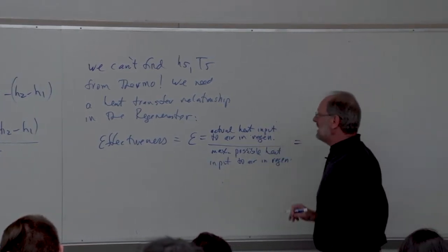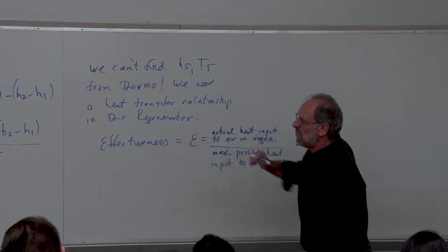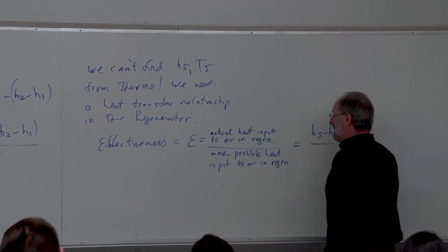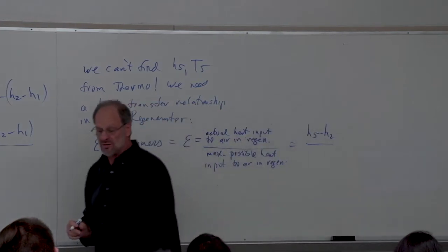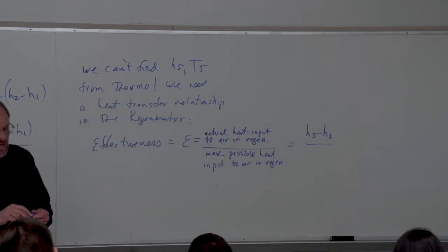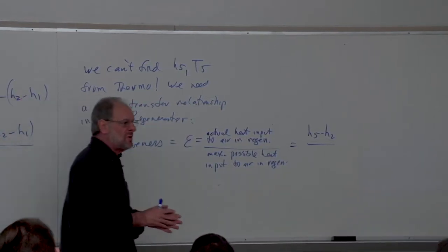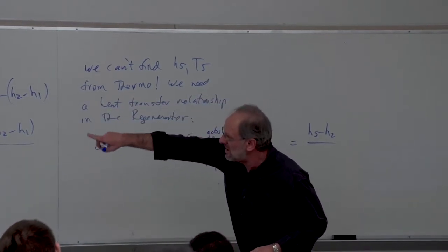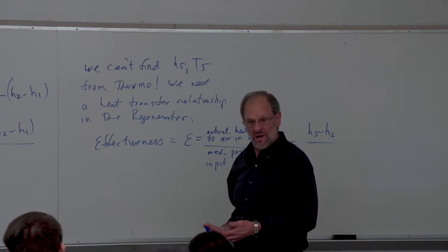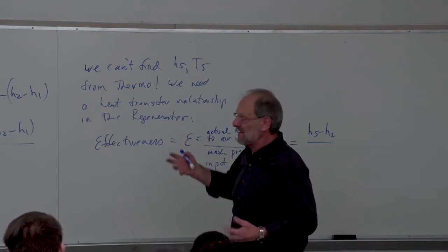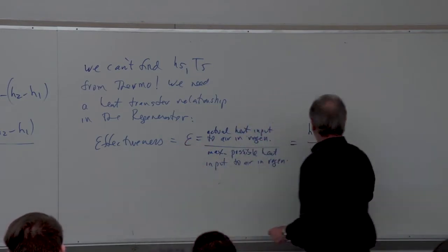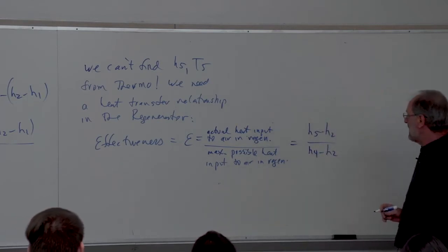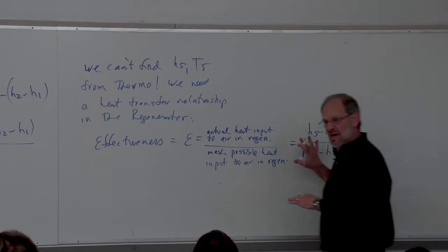Of course, the actual heat input is going to be from point 2 to point 5. So this is H5 minus H2. The maximum possible heat input would be if we're able to heat the air up from point 2 all the way up to the temperature of the exhaust coming out of the turbine, all the way up to point 4, right? I mean, again, we can't achieve that, but we can at least try. So this is going to be H4 minus H2. Right? So this has to be utilized, okay?